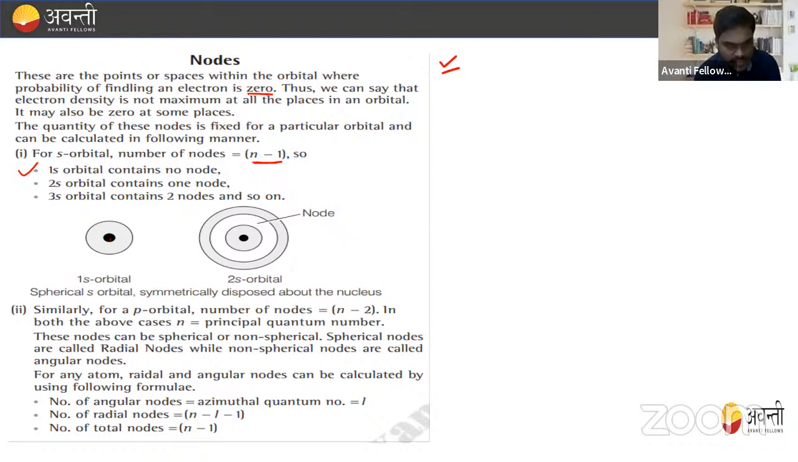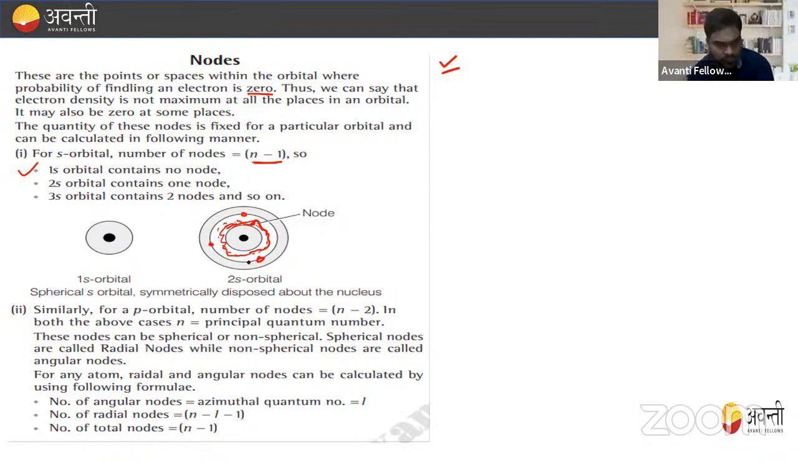Here we can observe that in the 1s orbital there is no node. A node is the space within the orbital where the probability of finding an electron is zero. So here there is no electron. We already studied that there is no electron in this; electrons are present only on this one. So there is no electron on this. This is known as the nodal plane, the place where the probability of finding an electron is zero. The s orbital is spherically disposed about the nucleus.